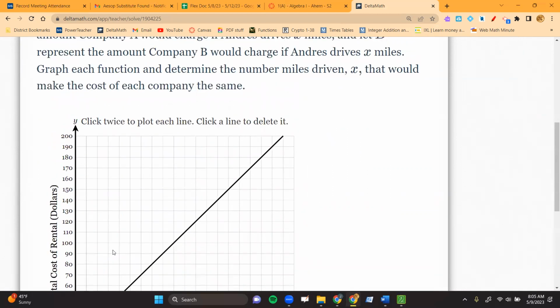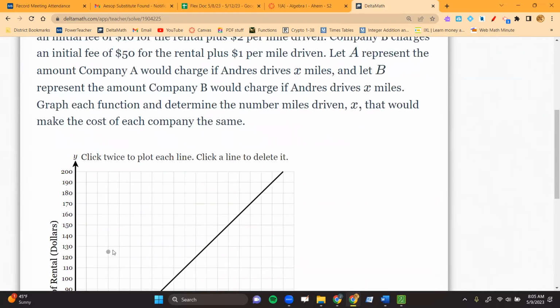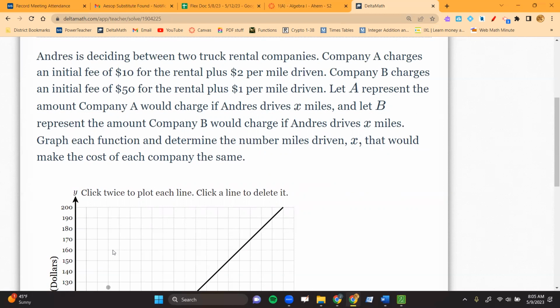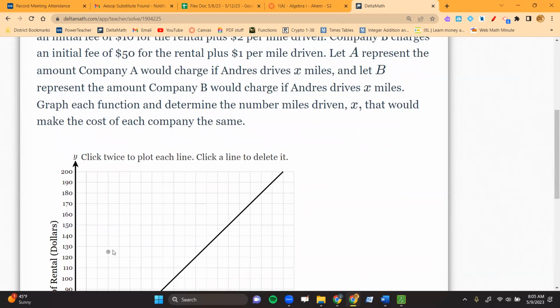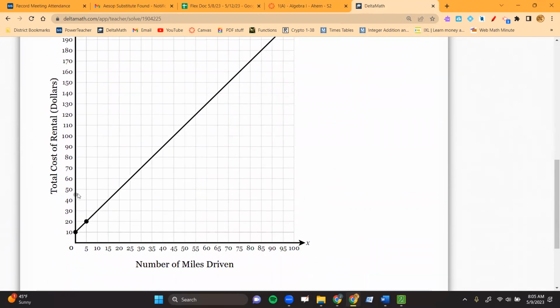And then for truck company B, they start at 50 and only charge 1. So I'm going to go to 50. Now, this can be tricky. What would be another good point for me to graph? It's $1 per mile. After 10 years.